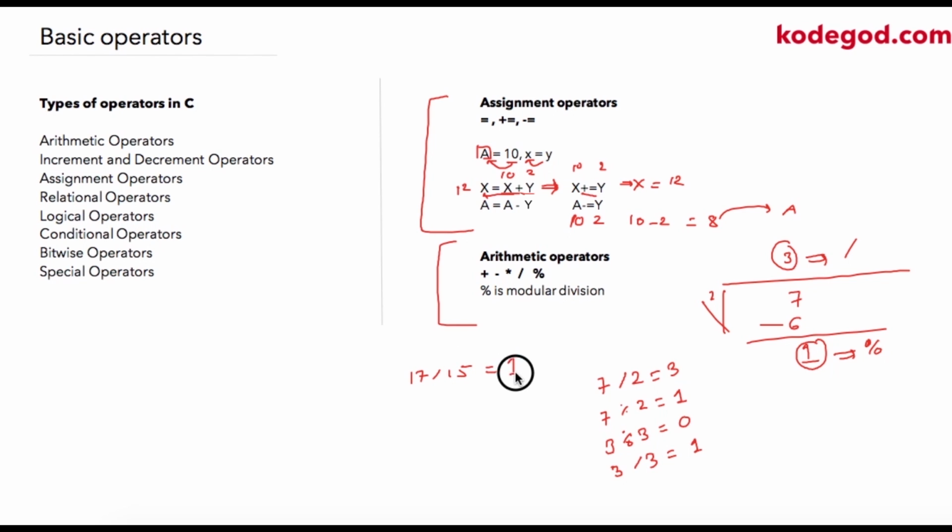So output of this will be 1. And 17 modular division 15. In this case, my output will be 2.